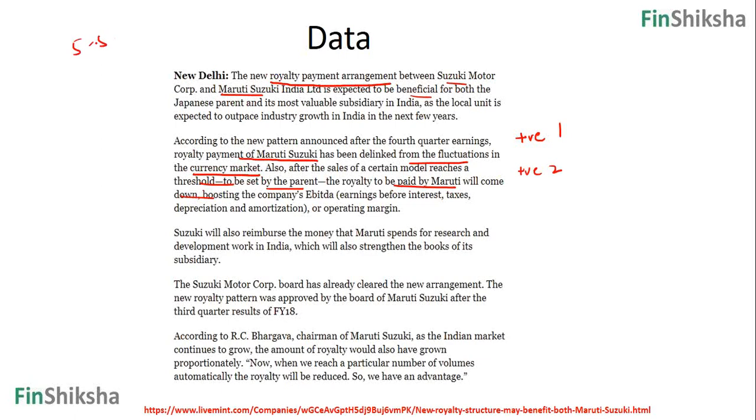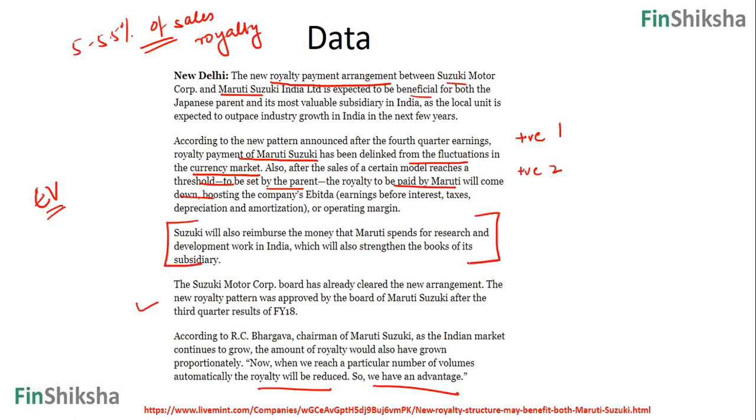Currently, they pay about 5 to 5.5% of sales as royalty, right? That's expected to come down because once the threshold reaches a certain point, that's going to work there. And the company is expecting that the royalty will get reduced. And that's where this has already been approved. We might have a question: what is the company going to do with the electric vehicle threat that comes in? So that is also covered here.